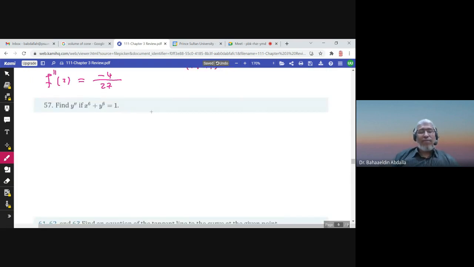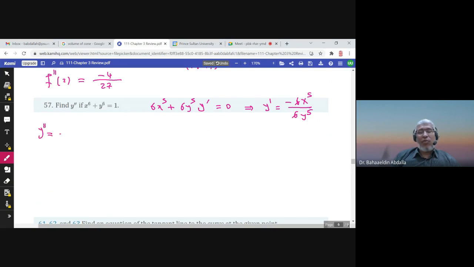Find y double prime. This is implicit differentiation. So let us first find the first derivative: 6x to the power 5 plus 6y to the power 5 times y prime equals 0. And now to find y double prime, let me solve this equation for y prime. So y prime would be equal to negative 6x to the power 5 over 6y to the power 5. And I can cancel 6 with 6.